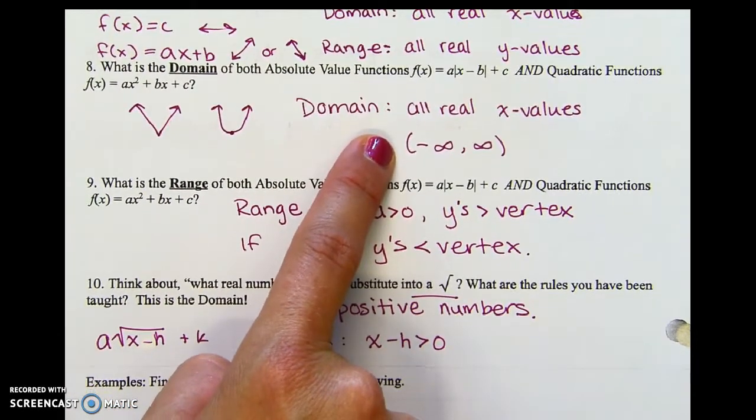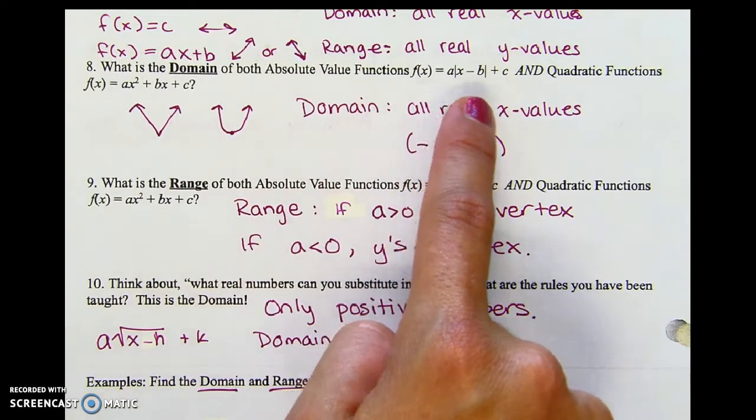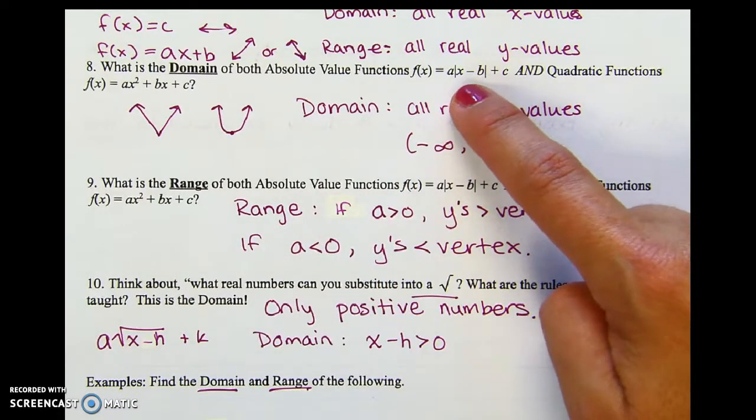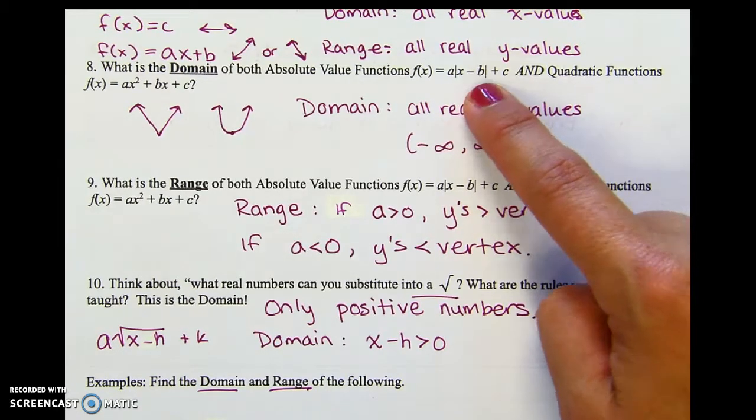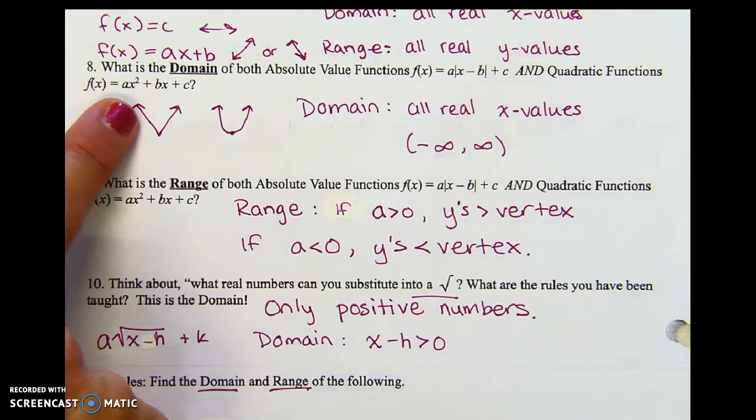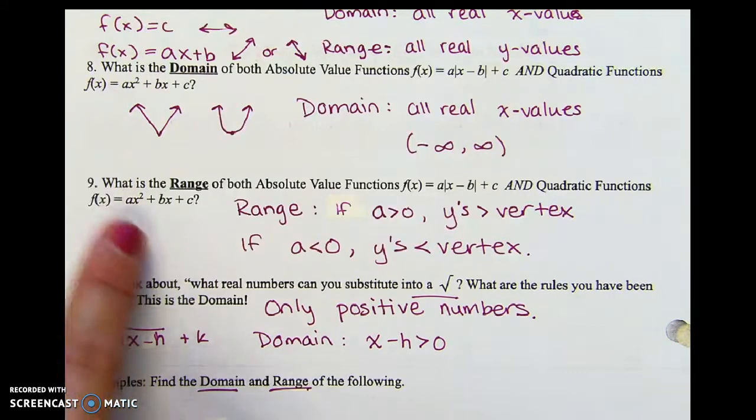Another way you can think about it is: can you plug any number you want into absolute value? Yeah, you can. Can you plug any number into a quadratic and square it? Yeah, any number. Positives, negatives, fractions, decimals, any number you want.